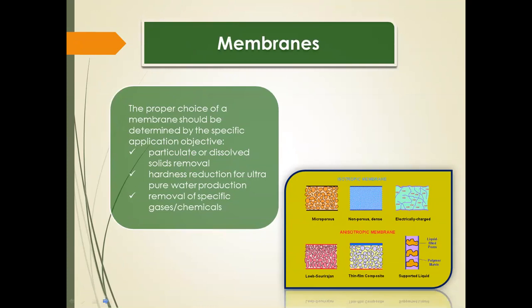So when we speak of membranes, they can be classified as isotropic membranes or anisotropic membranes. And you have the examples here. In the succeeding slides, we will be discussing each of these. The proper choice of a membrane should be determined by the specific application. Which particular membrane should be utilized for a particular separation depends on the objective.